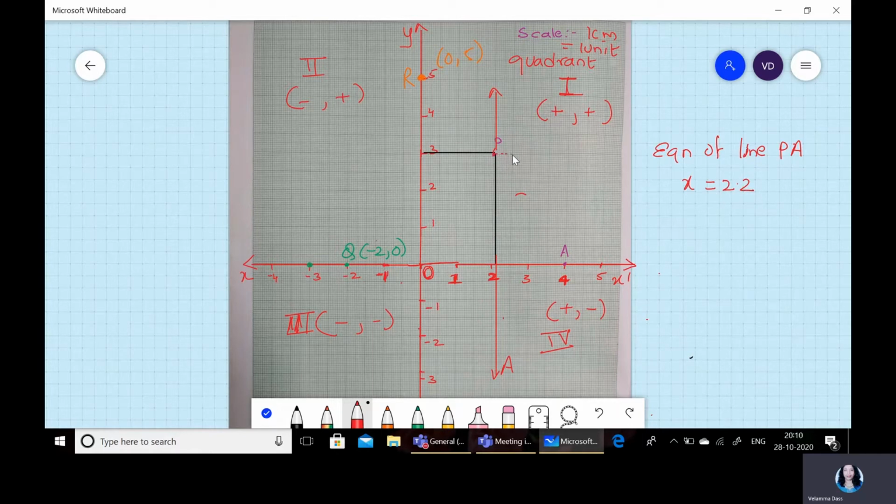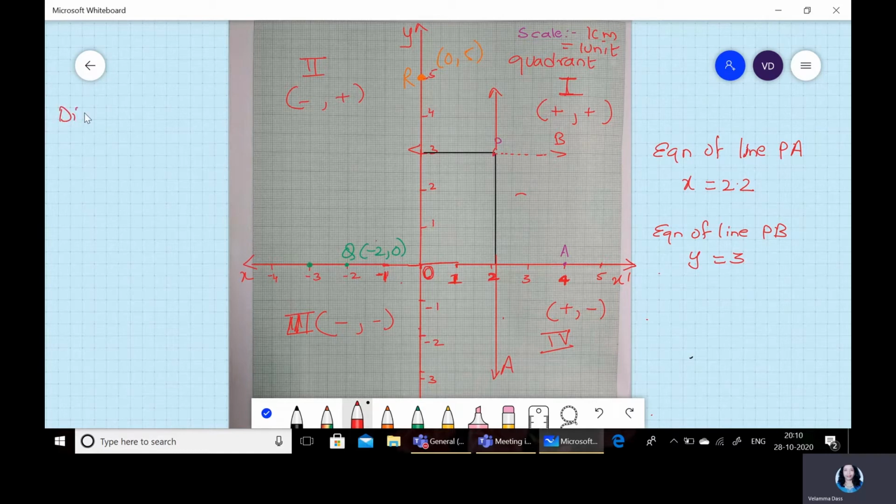Similarly, if I extend the same thing here and if I name this line as PB, this line is parallel to x-axis and therefore the equation of line PB, that means a line which is parallel to x-axis, will be of the form y equal to 3. So y equal to 3. Okay. What will be the coordinate of P? So we have learned this also in the coordinate geometry. How to define the x coordinate and the y coordinate.